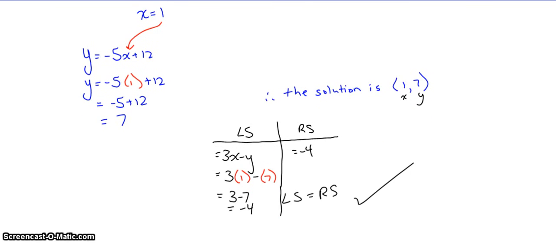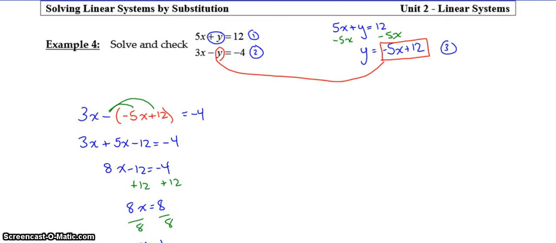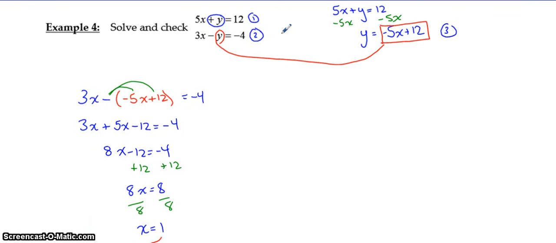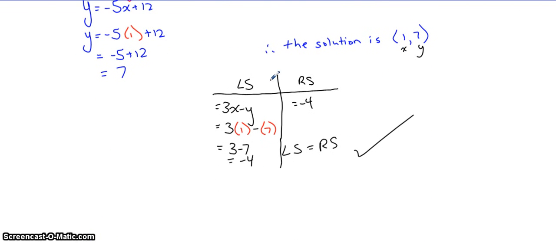Now to check your answer, because we used the second equation to get our value of y, you use the first equation to do the check. 5x plus y equals 12. And when we checked our answer, we got left side equals right side, so the solution was correct.